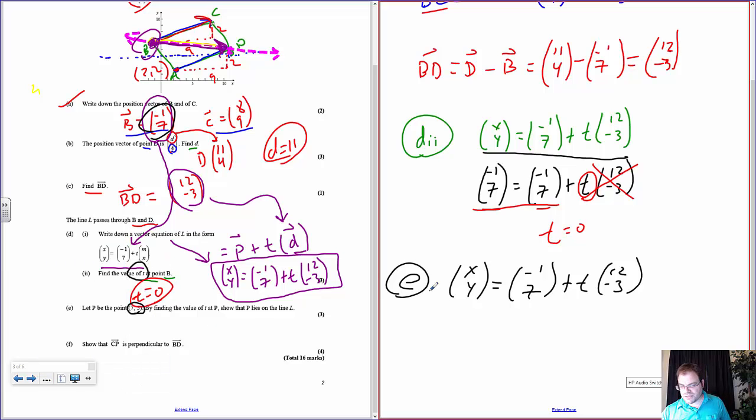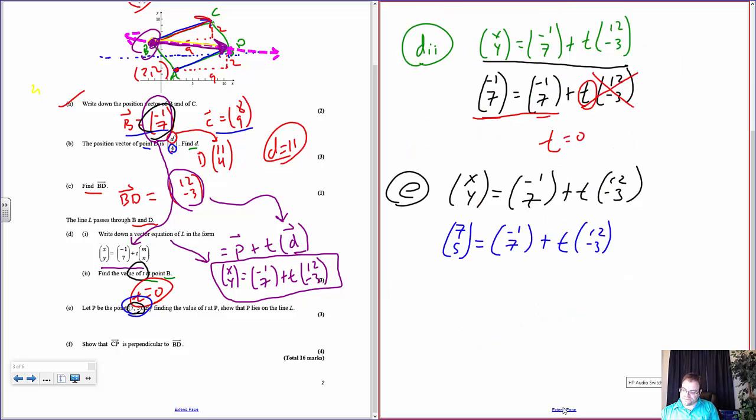Okay, so they're telling me point P is on the line, so it's 7 and 5. That means x and y is point P. It's going to be 7 and 5, and I'm going to set it equal to the rest of the equation. If I can find a singular value of t that I can multiply by these two numbers, add these two numbers to them, and get these numbers, then I can prove that this is actually a point on this line.